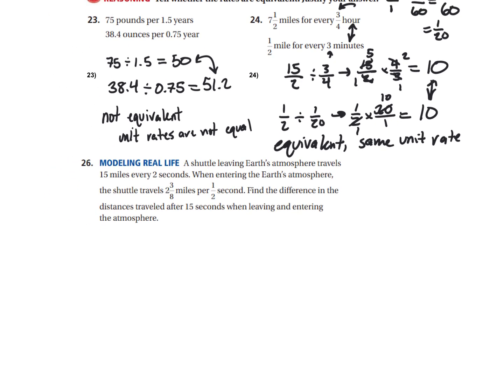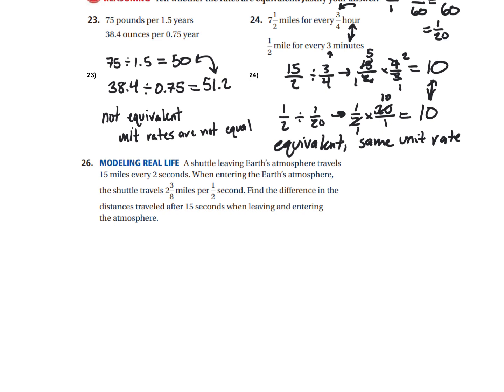Number 26, last one on here. It says a shuttle leaving Earth's atmosphere travels 15 miles every 2 seconds. When entering Earth's atmosphere, a shuttle travels 2 3/8 miles per half second. Find the difference in the distance traveled after 15 seconds when leaving and entering the atmosphere.